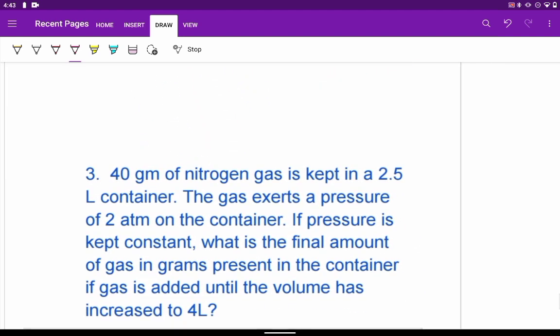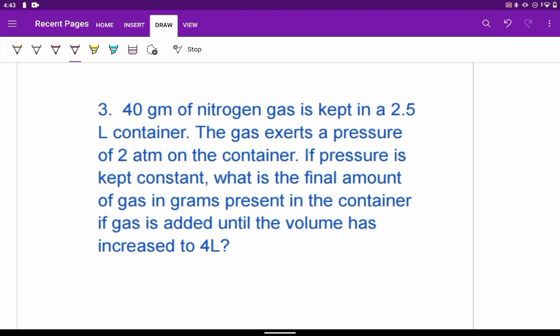Next, let us have a look at one more question. 40 grams of nitrogen gas is kept in a 2.5 liter container. The gas exerts a pressure of 2 atmosphere on the container. If the pressure is kept constant, what is the final amount of gas in grams present in the container if gas is added until the volume has increased to 4 liters?